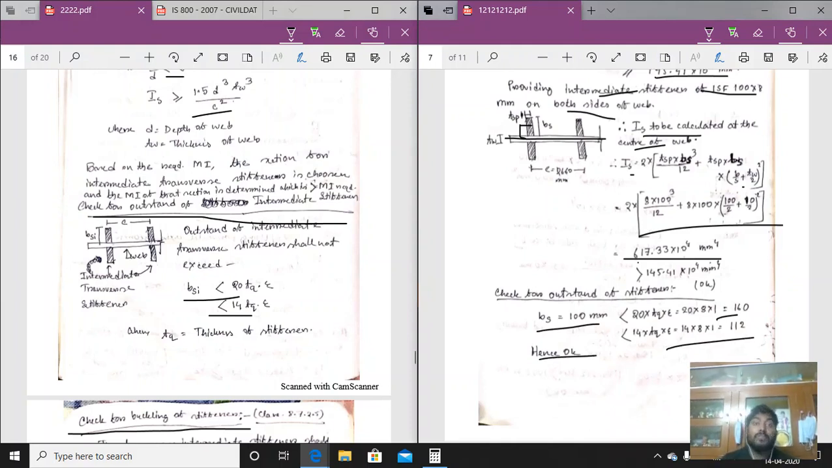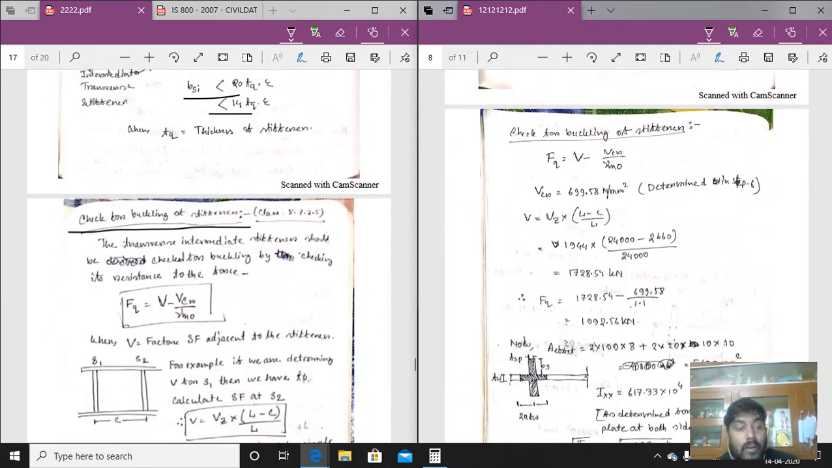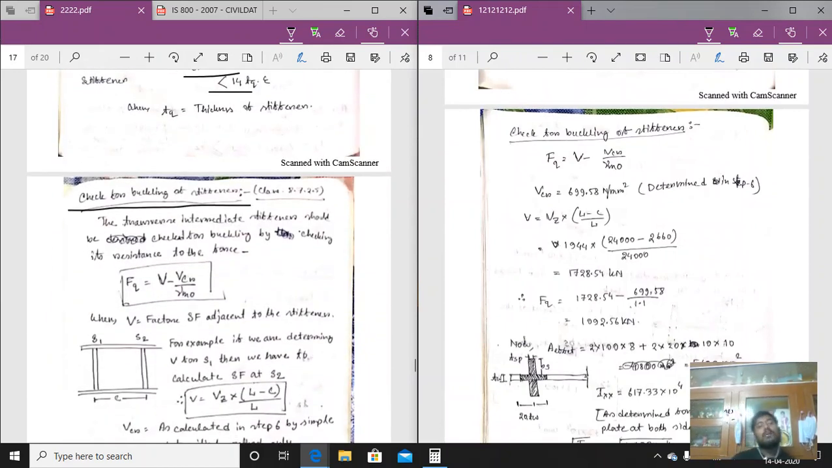TQ is equal to the thickness of the stiffener that we know, it is 8 mm. So we are getting all the values, 112 and 160. So this criteria is satisfied. Now coming to the check for the buckling of the stiffener. How is the check done for the buckling of the stiffener?